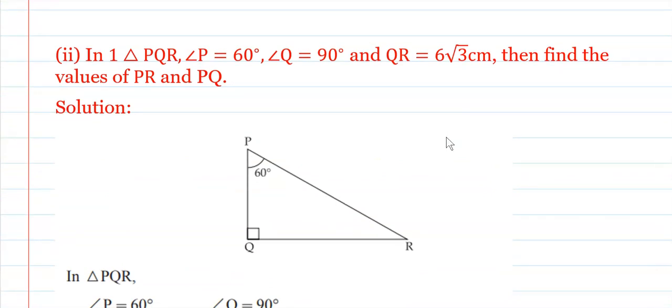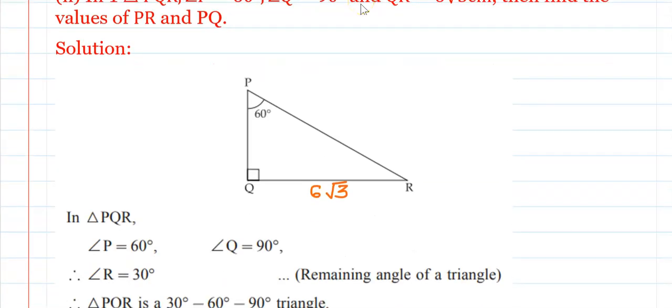In triangle PQR, angle P is 60, angle Q is 90, QR is equal to 6 root 3. This is the 6 root 3. Then find the values of PR and PQ. In triangle PQR, angle P is 60. Therefore, the measure of angle R is 30 degrees. 30 plus 60 is 90, plus 90 is 180.